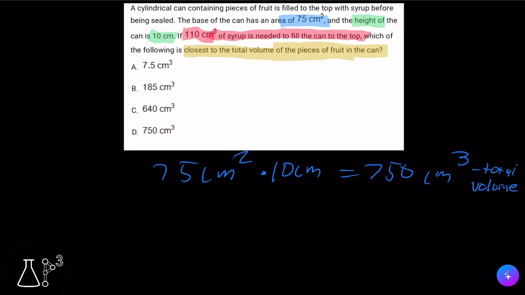So what I want to do is figure out the closest total volume of the pieces of fruit in the can if 110 centimeters cubed of syrup is needed to fill the can to the top. So what I can do is subtract 110 from 750, and I'm going to get my answer. So 750 minus 110 equals 640 centimeters cubed, making my answer C. See, pretty simple.